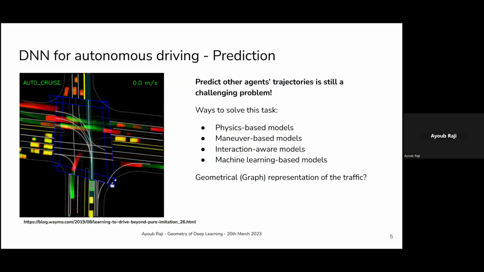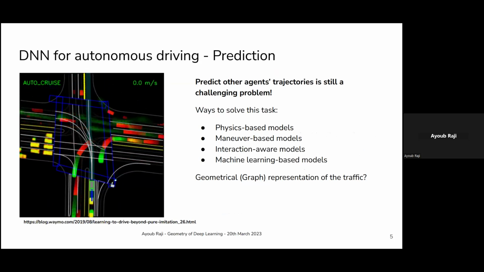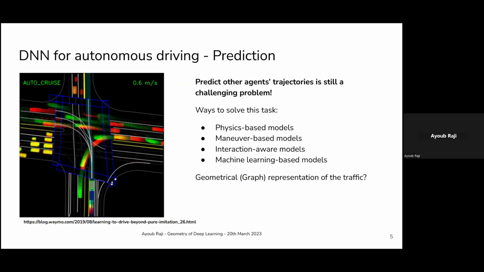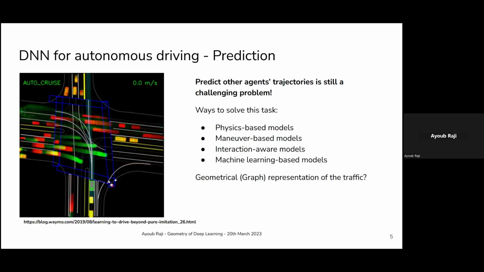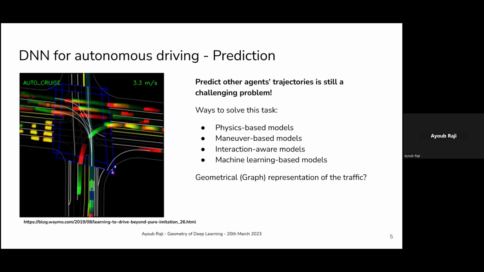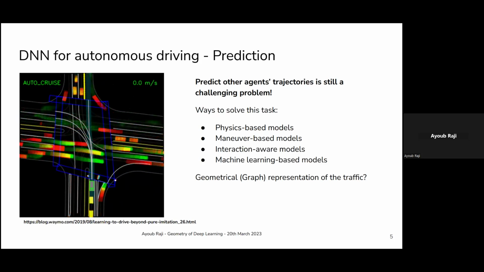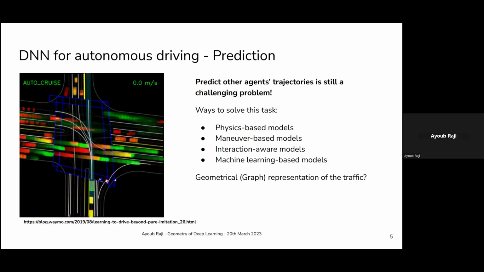But there's another task that is quite challenging, which is the prediction. So predicting the other agents' trajectories and movement, which is still a challenging problem because there are several ways to solve these tasks. In the past, it has been solved by, let's say, physics-based models. So basically, you know that a vehicle or agent is moving, and they simplify the concept, saying that the object has a constant acceleration, constant behavior, so it makes the problem easy, but it's not true. It doesn't predict correctly the behavior.